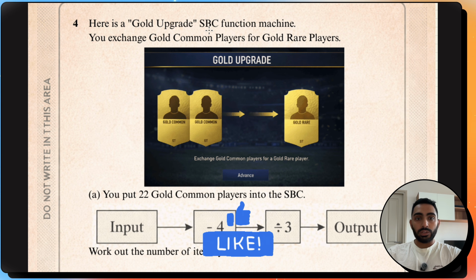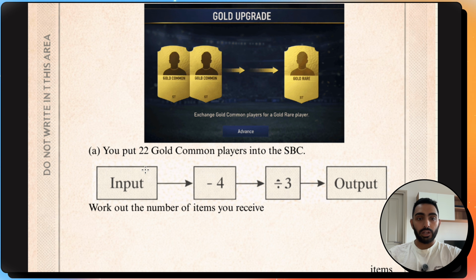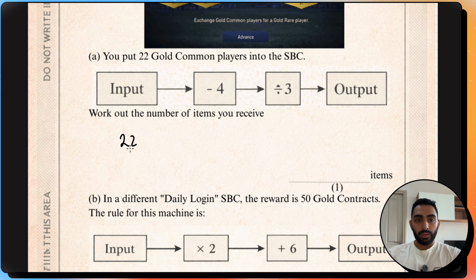Question 4. Here is a gold upgrade SBC function machine. You exchange gold common players for gold rare players. You put 22 gold commons into the SBC. Work out the number of items you receive. We're putting in 22. We need to take away 4, and then we need to divide by 3. 22 take away 4 would be 18, and 18 divided by 3 would be 6.